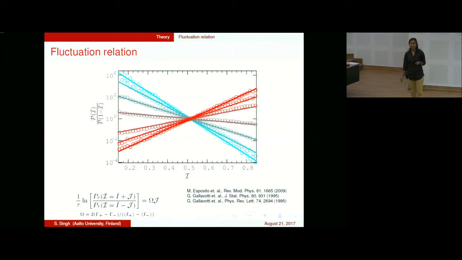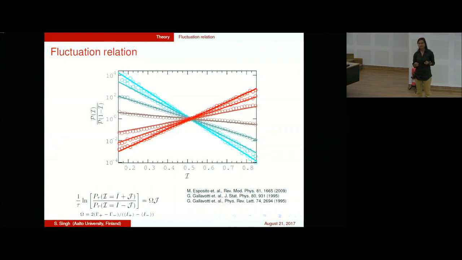The only difference is that in this Galavotti-Cohen relation you have the entropy as the parameter here, but I have something we can understand as deviation from the average current. So this I bar is the average current, which is 0.5, and this J is how much you are fluctuating away from it, in both directions. So this is something that we obtained.